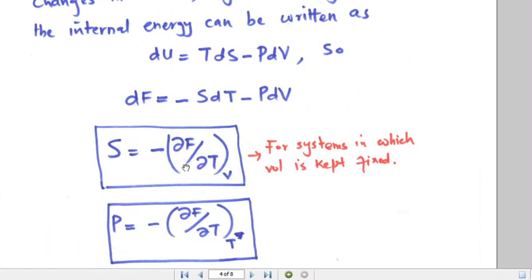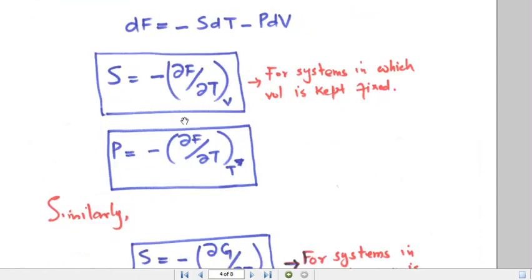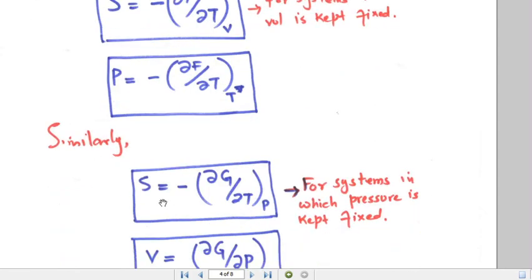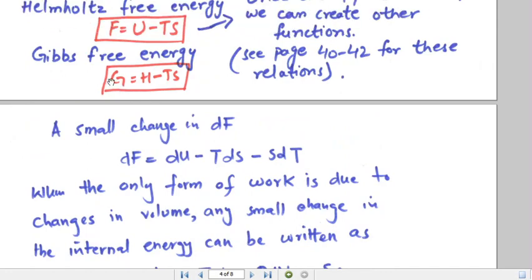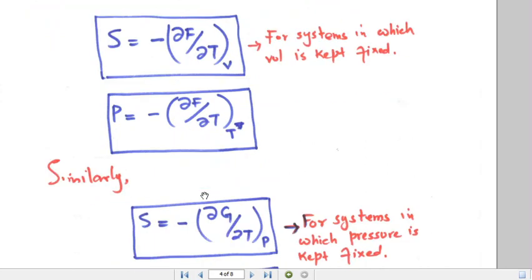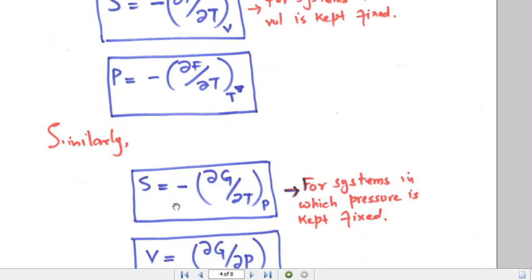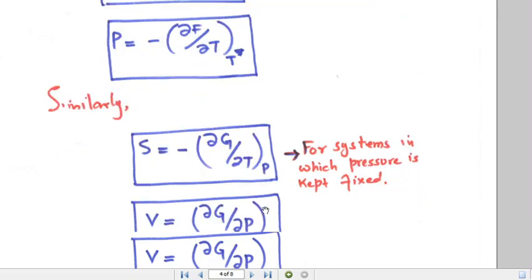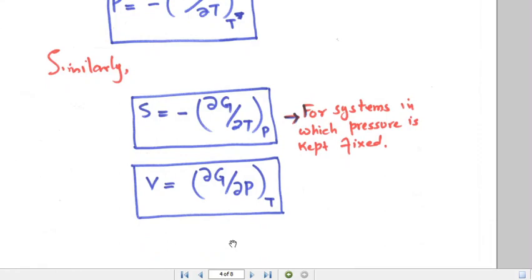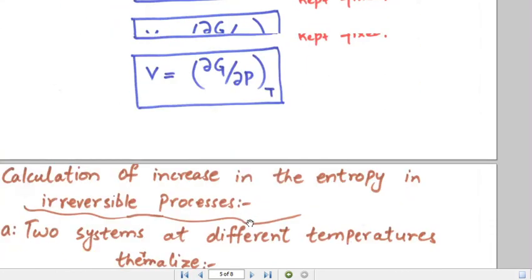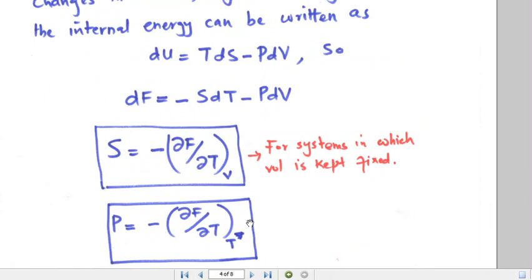Similarly, the entropy can also be written in terms of the Gibbs free energy, and you can easily find the formula for entropy in terms of the Gibbs free energy just by considering a small change in Gibbs free energy, and following the same steps, you will find that the entropy is equal to minus partial G by partial T at constant P, and similarly the volume is equal to partial G by partial P at constant temperature. So that's it for the specific heat capacity.